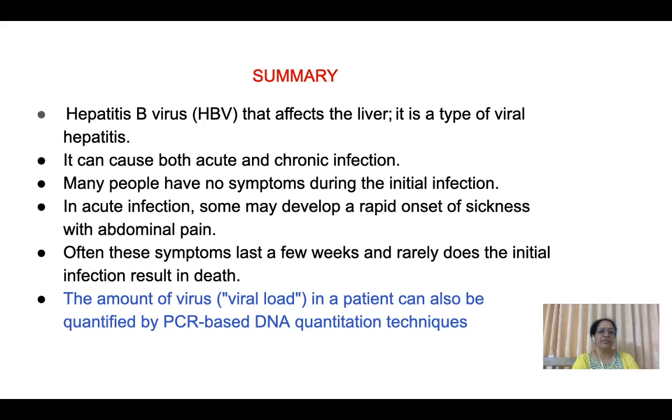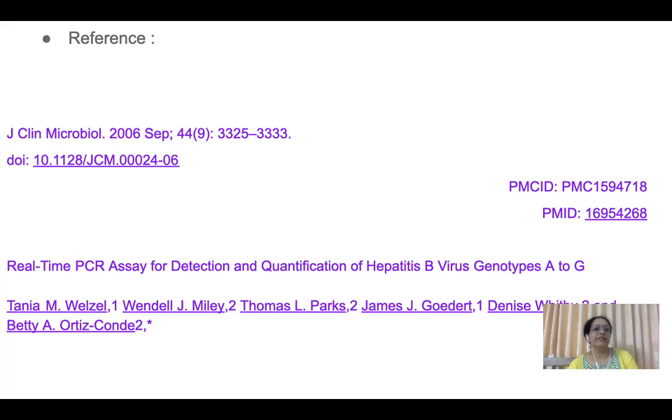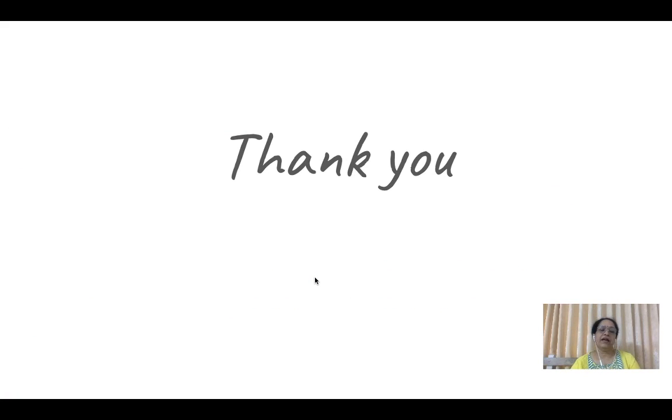In case of a detection method, we have to find out the viral load in the patient's blood as well as various antibodies present in the patient's blood. Here, viral load can be quantified by PCR-based DNA quantitation techniques. So this is all about hepatitis B virus, the disease produced by it, as well as various detection methods of hepatitis B. This is the reference for hepatitis B PCR techniques for detection method, and that's all.